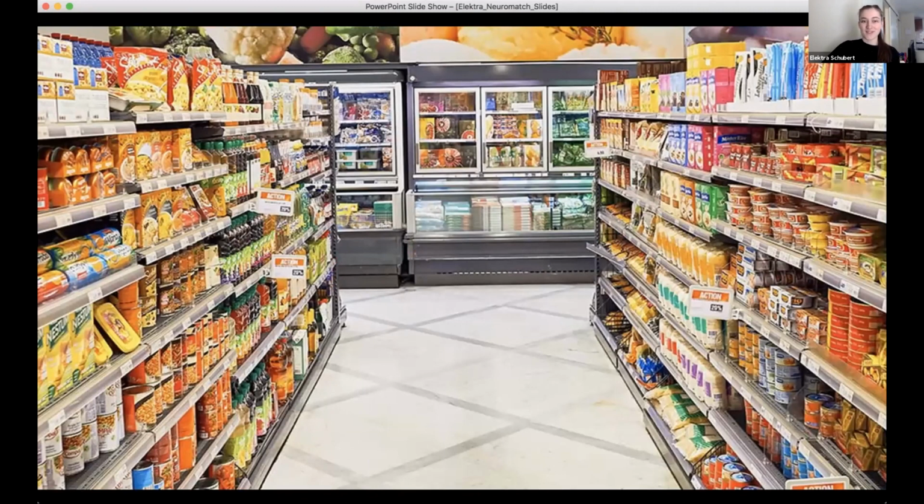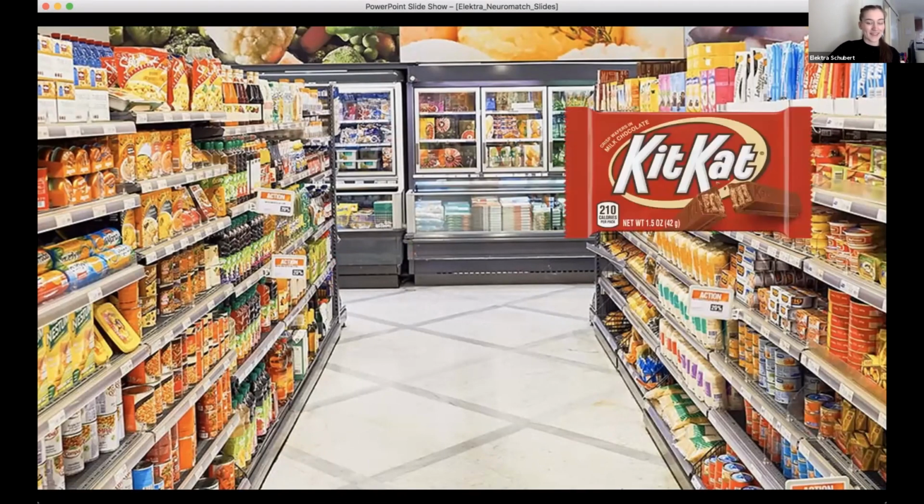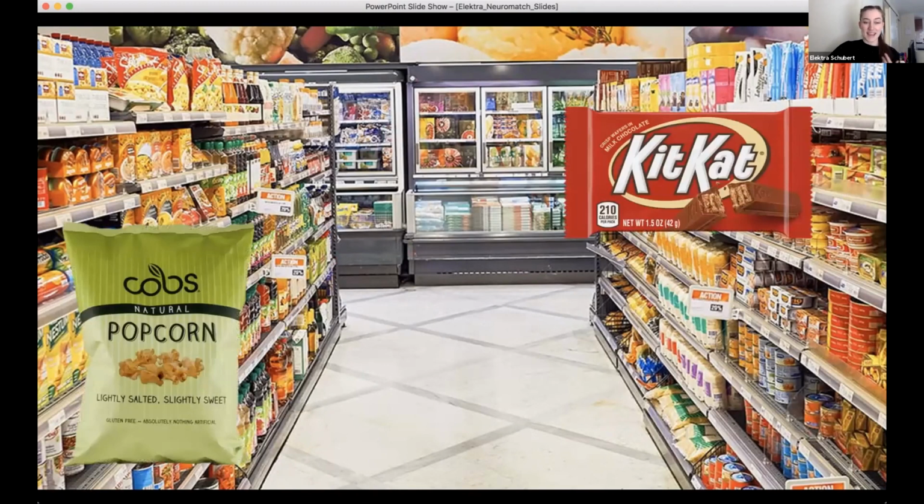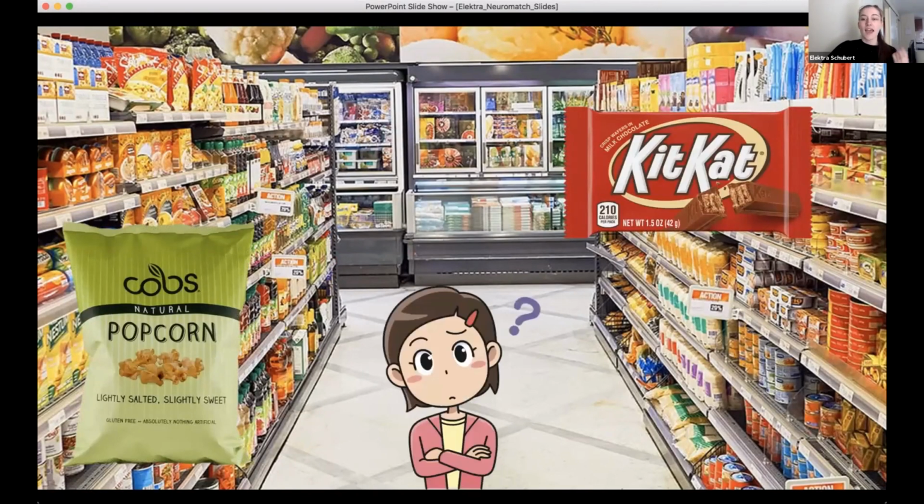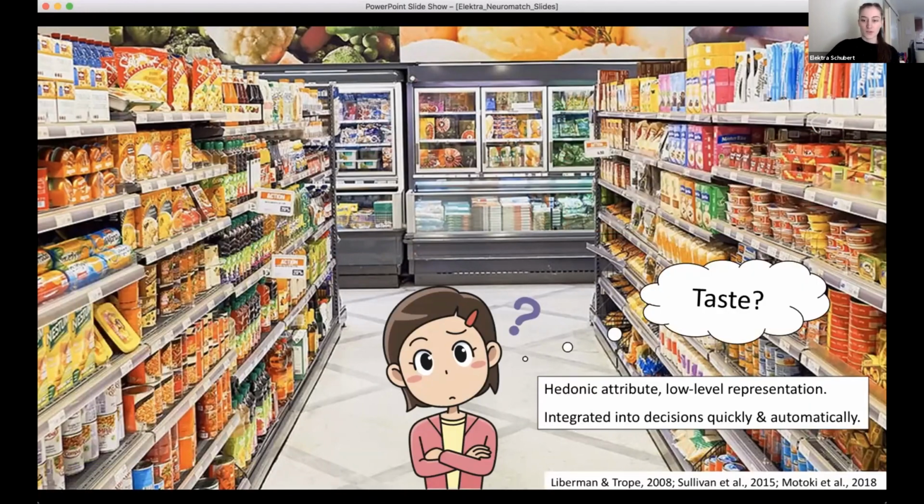It all comes down to this situation in the supermarket or the convenience store where we're faced with all kinds of food cues. So we might see a Kit Kat packet, we might see a popcorn packet, and it's important to understand how people process these food cues in order to understand how we make food choices and how we might improve these food choices. When we make food choices, there are two main attributes that go into these decisions.